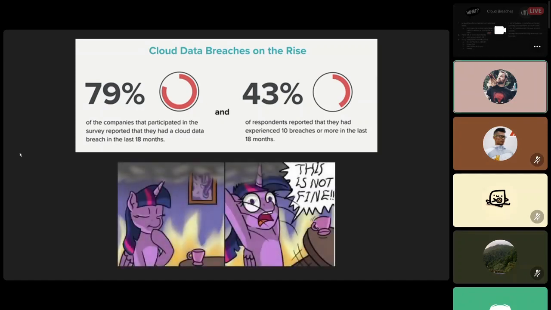So this isn't okay, right? This is not okay. We can't act like this is okay, because it's not. Chief information security officers, think of them as the buffer between the security teams and the executive board.